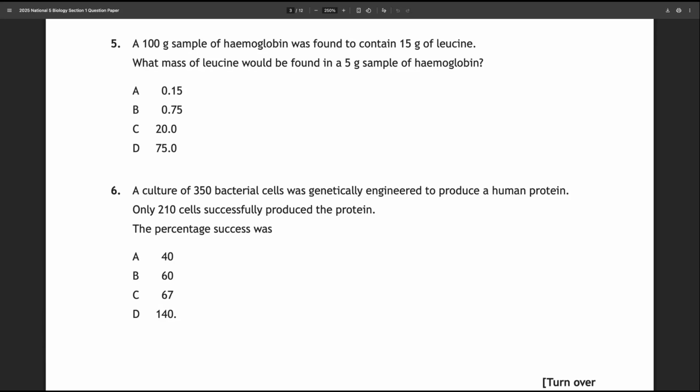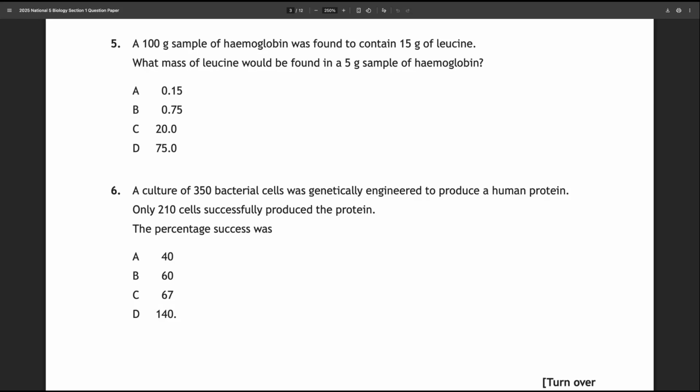Okay, so a little bit of scaling involved, a little bit of mass involved here, but that's how we would do it. 100 divided by 5 gives you 20. And then because we know the sample is 20 times smaller, we have to divide the 15 grams we found in the original sample by 20 to give us 0.75.